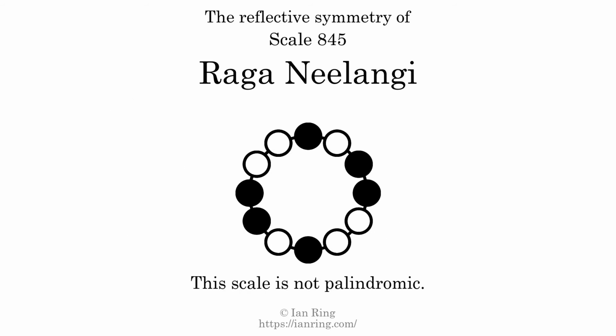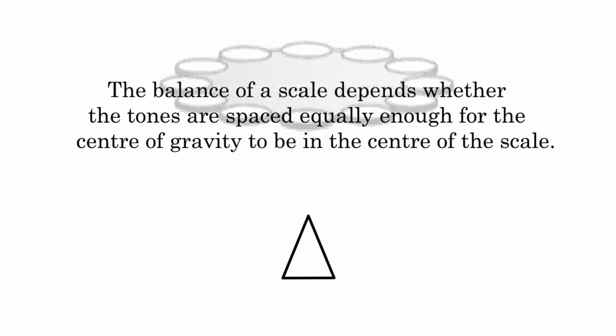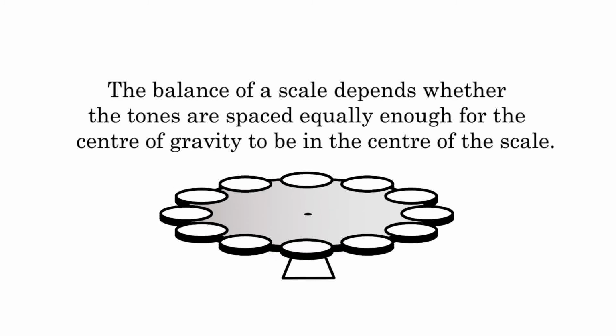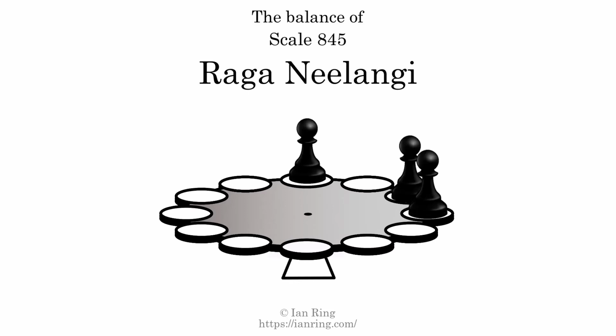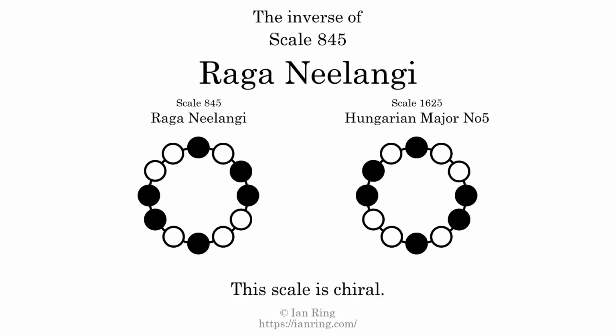This scale has no reflective symmetry. This scale has a different pattern of intervals ascending and descending, so it is not palindromic. This scale has no ridge tones. The balance of a scale depends on whether the tones are spaced equally enough for the center of gravity to be in the center of the scale. This scale is balanced.